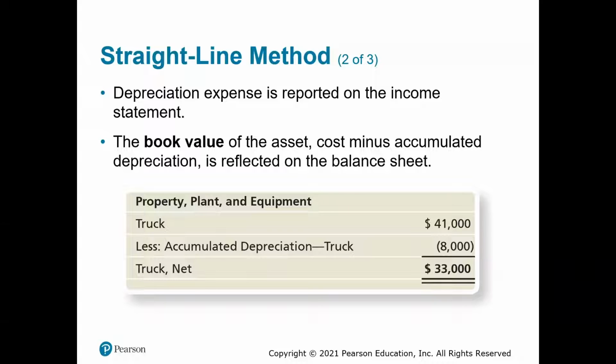Depreciation expense is reported on the income statement. Accumulated depreciation is a contra asset account that is reported on the balance sheet. The book value is a depreciable asset's cost minus accumulated depreciation. The book value is reported on the balance sheet.